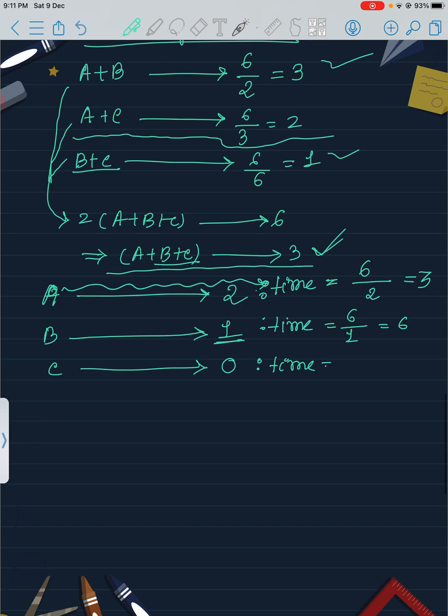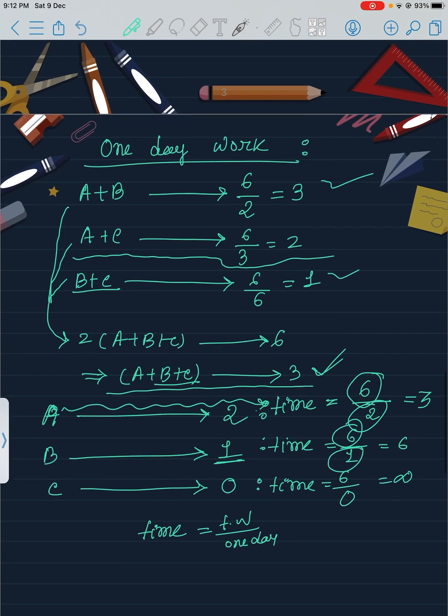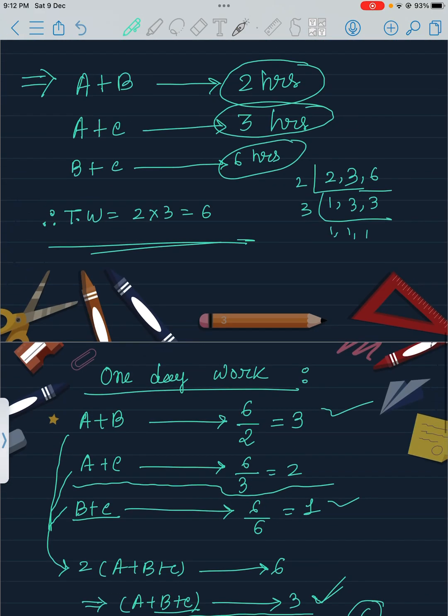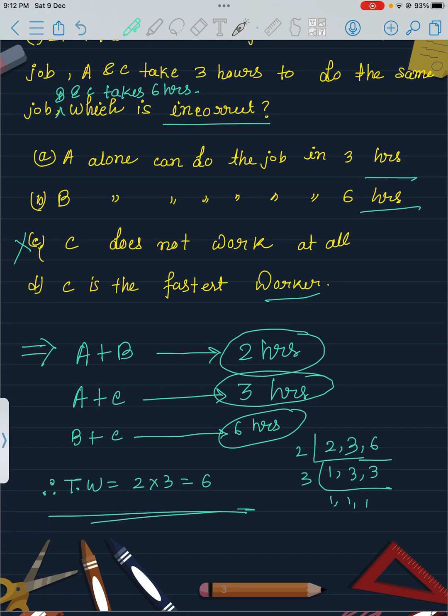For C, time is 6 divided by its one day work. I think you have understood what I have been using. Time equals total work divided by one day work. Total work divided by one day work, which is 0, is infinite. So C will complete the work in infinite time. So C being the fastest worker is not a correct statement, and this is what we need, the incorrect statement. So this is the answer.